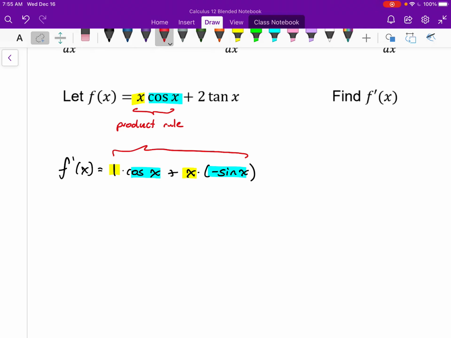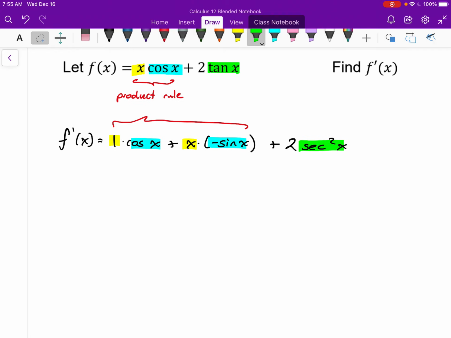That's the second term, 2 tan x. 2 is a constant, so I can just focus on the derivative of tangent and multiply that by 2. And so the derivative of tangent is secant squared, and so plus 2 times secant squared x. All right, at this point, I'm pretty much done. I might as well just clean it up a little bit. I'll write it as cos x minus x sine x plus 2 secant squared x.